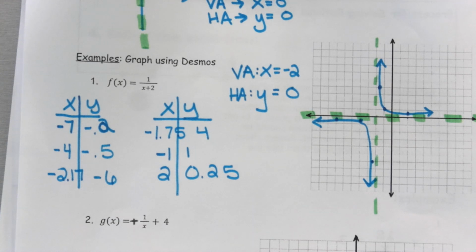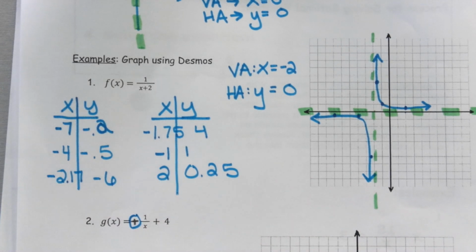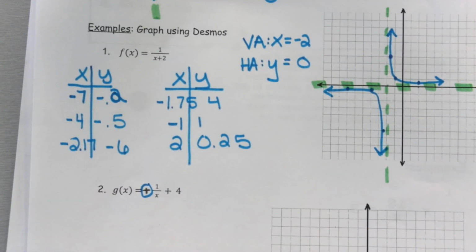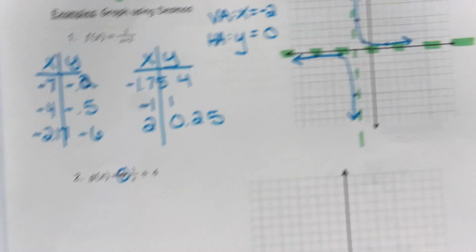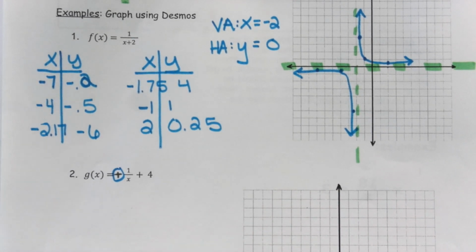Are we okay for the first one? Yes. Okay, let's work on pulling that information out again. First of all, make this a positive for me. I'm not ready for negatives yet. Those give us reflections, but we're not there today.